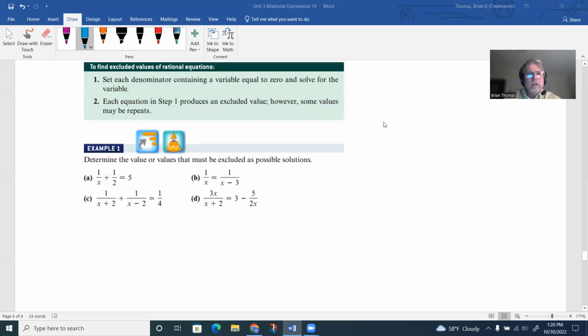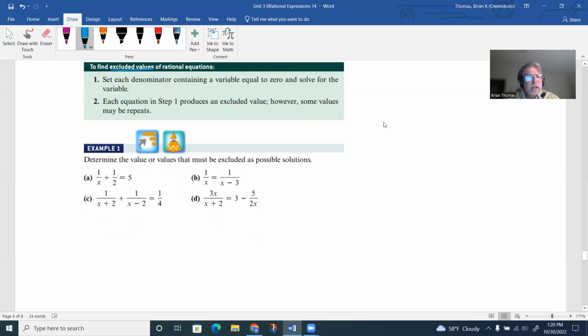So one thing we have to do in solving rational equations is find what we refer to as excluded values. So the excluded values is what makes the denominator equal to zero. So what we can do is set each denominator equal to zero and solve for the variable. Now, if the denominator does not have a variable in it, you don't have to worry about it. So that's going to be what we call our excluded value.